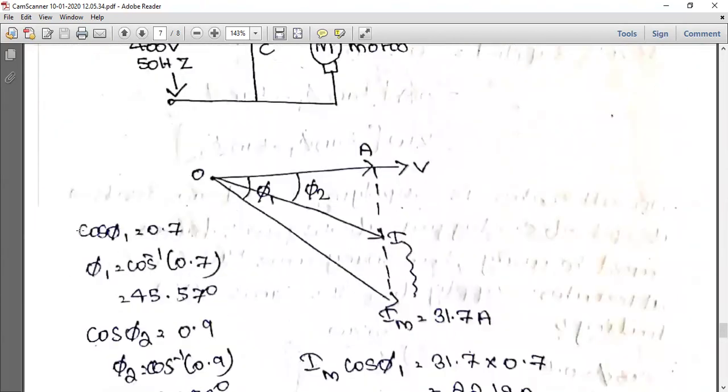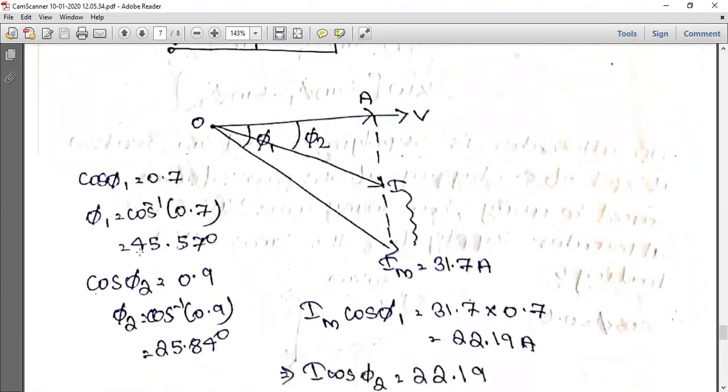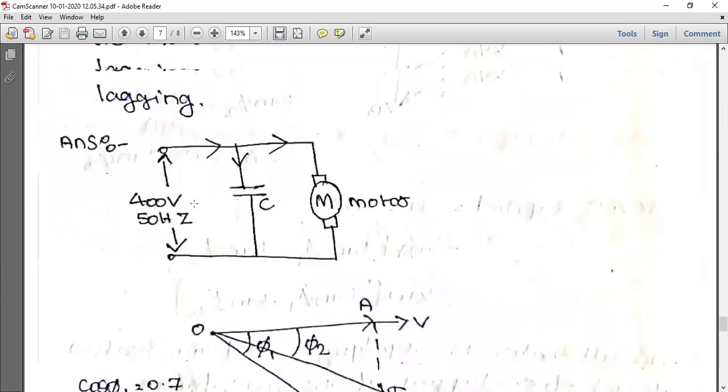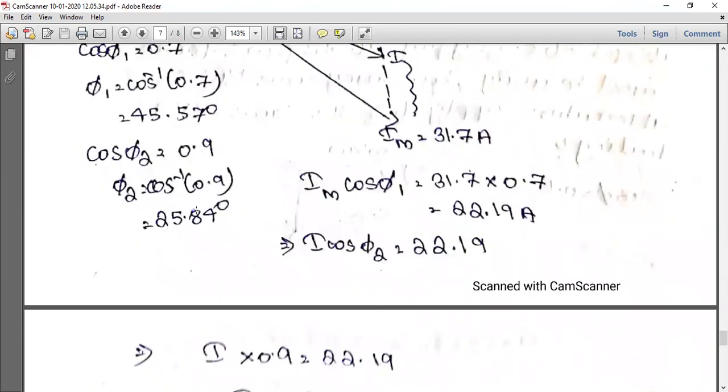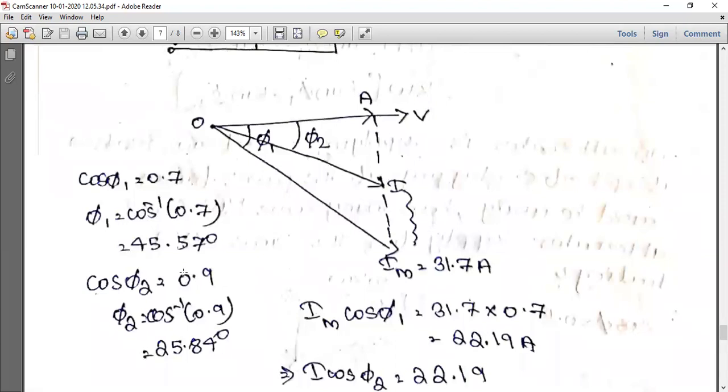given cos phi 1 is equal to 0.7. So from that we can calculate phi 1. Listen very carefully, this question will come for your exam. So phi 1 is cos inverse of 0.7. So we calculated that value. Then you see it is improved from 0.7 to 0.9. So phi 2 is cos inverse of 0.9, which is 25.84 degrees. That also we calculated. Now you see we have voltage is there.